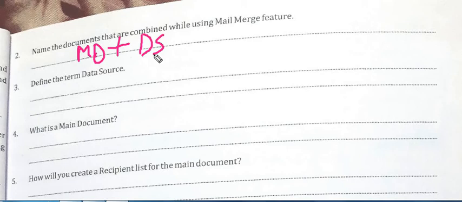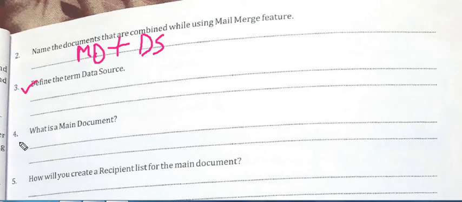Now next, define the data source. The third question is define the term data source. So data source consists of mailing list. For example, name, address, city, phone number. All these are data source, which is different for friends or clients, right? The data is organized in tabular form along with the field names. Okay.